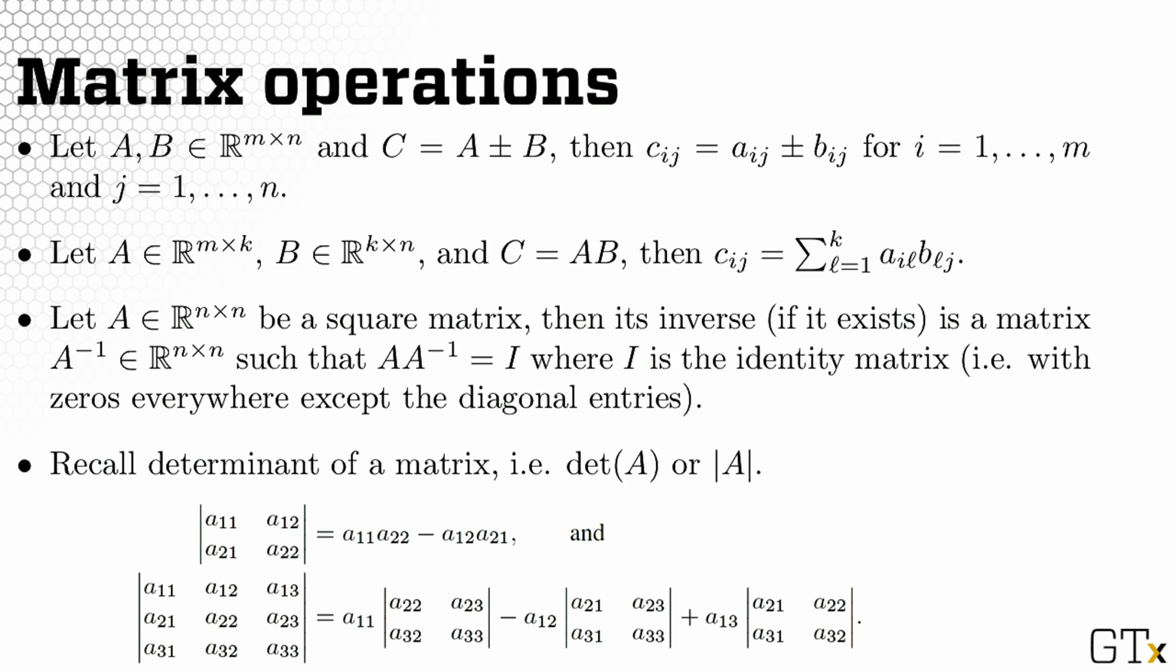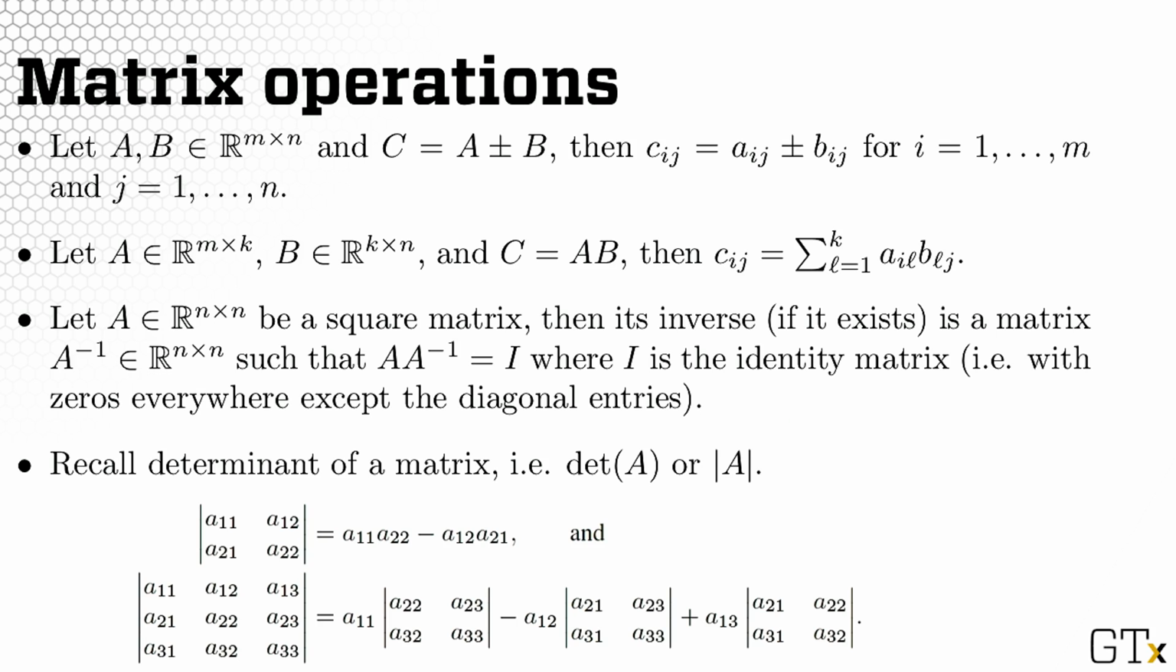Now, if I have a square matrix, and a square matrix means it has the same number of rows as columns, then its inverse, if it exists, it may not exist, is a matrix denoted by A inverse, which is a matrix such that if I pre-multiply or post-multiply the original matrix with that, I will get the identity matrix. The identity matrix, remember, is a matrix which has zeros everywhere except the diagonals.